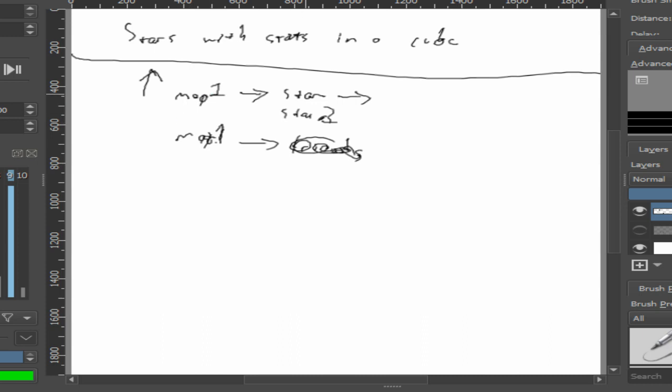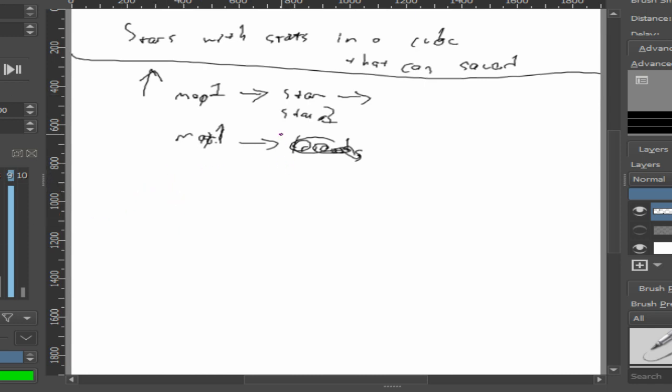Okay, so now we have stars with stats in a cube that can be saved. Awesome. But now that has another problem. So it's like, okay, we can save them. Awesome, that works. How do we load stars? And by golly, if this also wasn't a real pain.